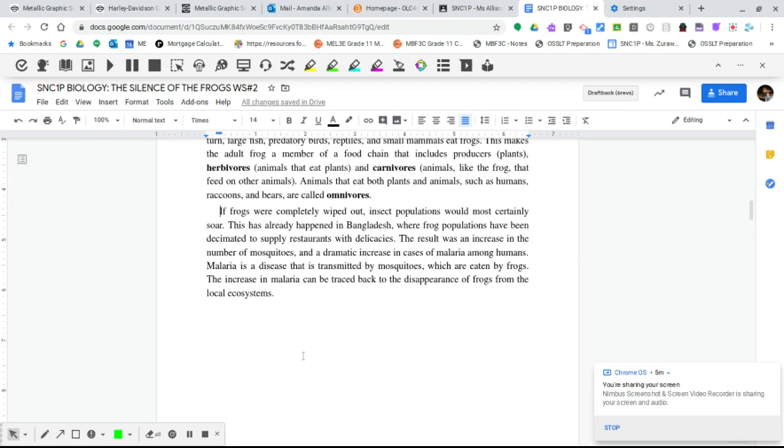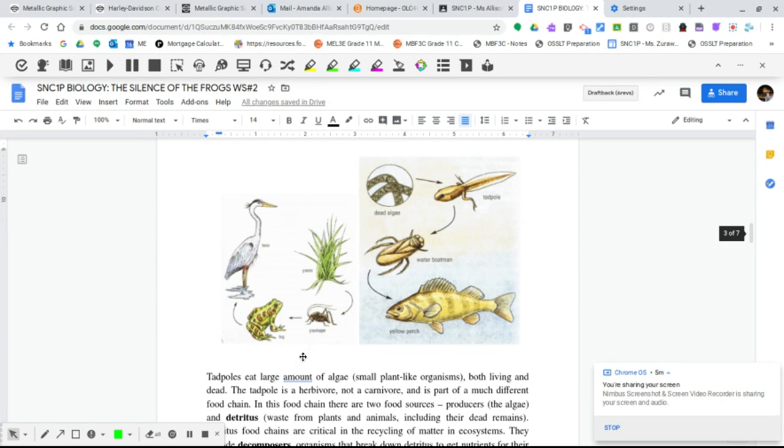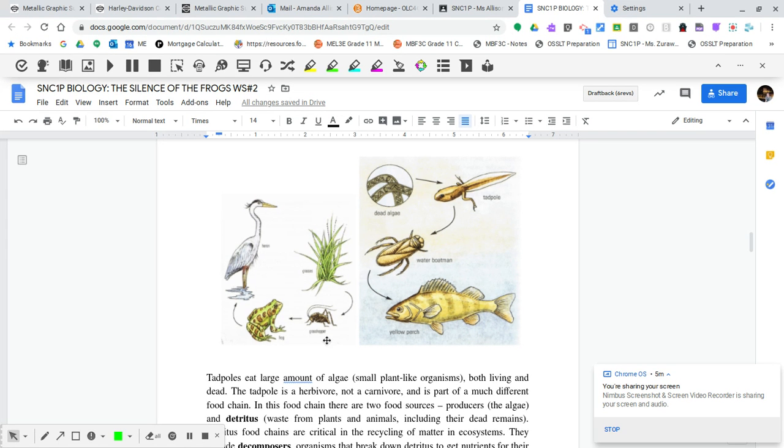So if frogs were completely wiped out, what's going to happen? We'll talk about that. When we talk about food chains, you've got two examples here. So in the first food chain, you've got grasses, you've got a grasshopper, frogs, and a heron. So basically, our producer is the grass because it's producing its energy directly from the sun. And then we've got our grasshopper, our frogs, and our heron that are all consumers.